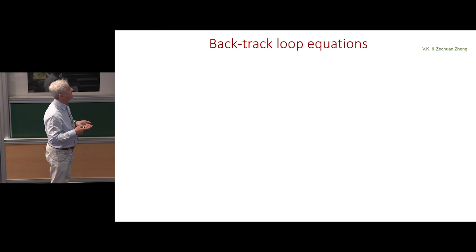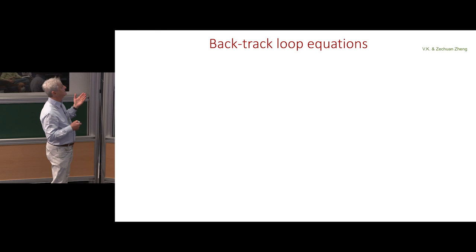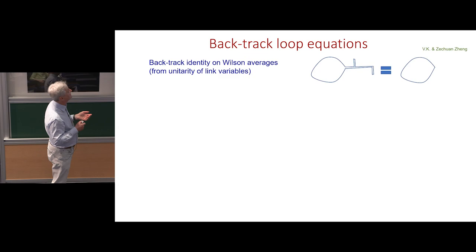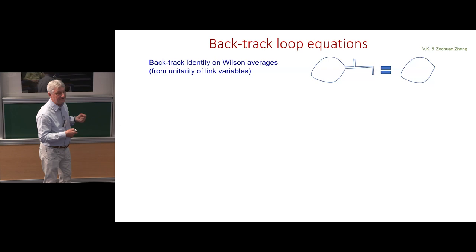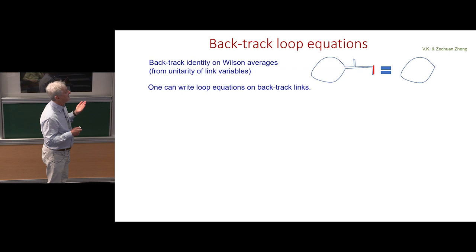And now there is a slightly different kind of equation, which we call backtrack loop equations. Same Makeenko-Migdal equations, but we apply the following backtrack identity on Wilson averages. You know that if you add to your Wilson loop a tree-like contour, which is tracing itself back, you get the same contour, because essentially due to unitarity you insert just unity. You can eat out this contour, canceling pair by pair this U and U daggers. Okay, but what you can do, you can now do a backtrack and vary some end link, one of the end links on this backtrack contour, and you get new equations.